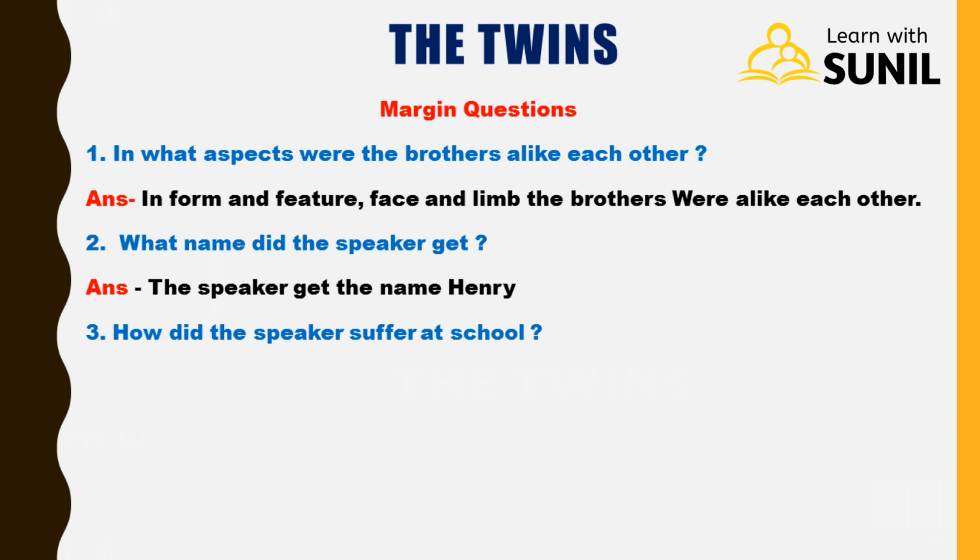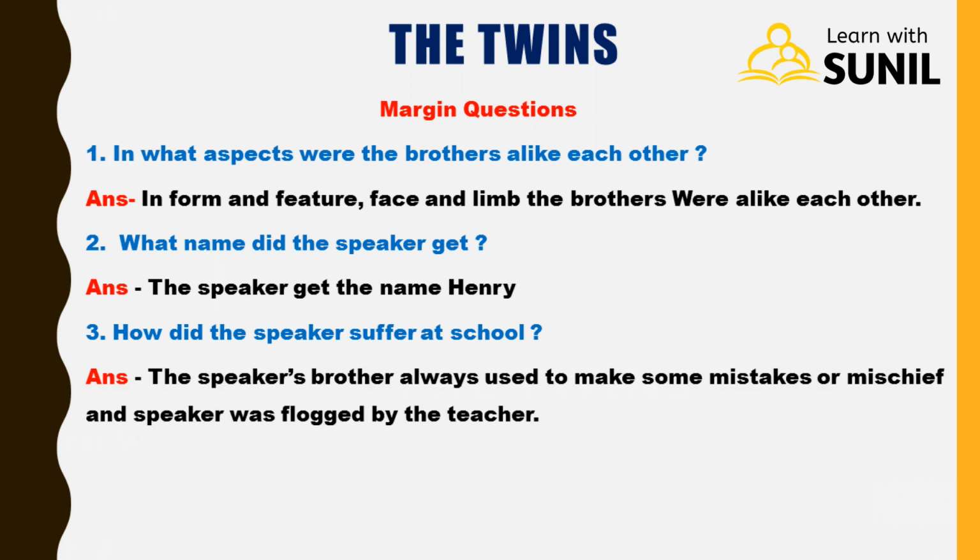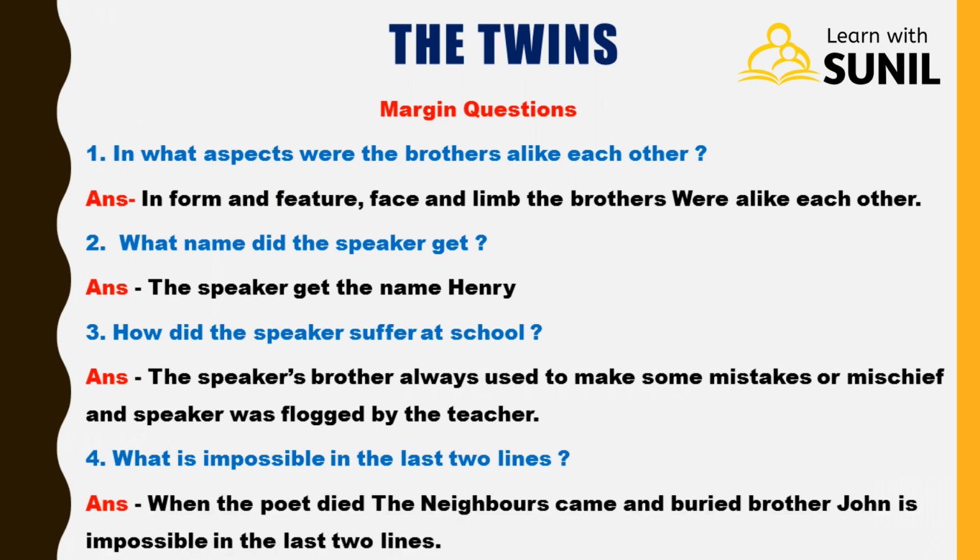Third question: How did the speaker suffer at school? Answer: The speaker's brother always used to make some mistakes or mischief, and the speaker was flogged by the teacher. Fourth question: What is impossible in the last two lines? Answer: When the poet died, the neighbors came and buried brother John is impossible in the last two lines.